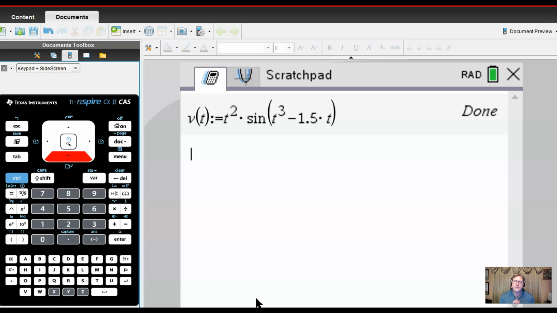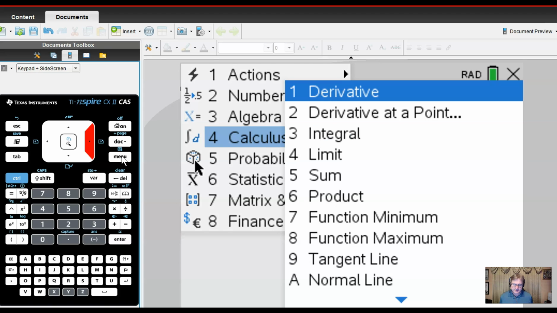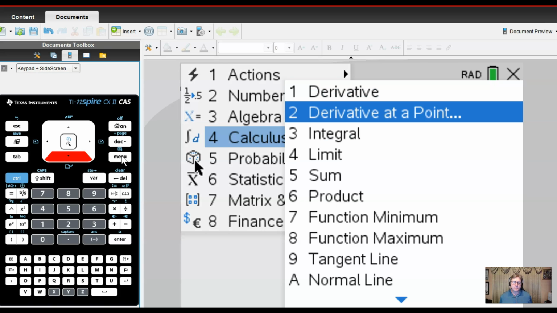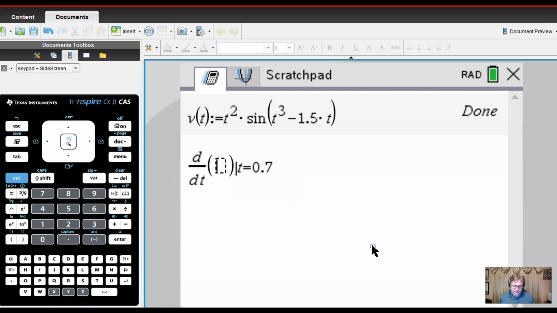Now, remember, we're looking for the acceleration at time 0.7. So what that means is we're going to have to take the derivative of this. One of the quickest ways to do that, I think, is using menu, calculus, and derivative at a point. Those of you that use the TI-84, that's your math 8. When we get into this menu, we can say our independent variable is t in this case. Our value that we're trying to find the derivative at is 0.7, and of course we want the first derivative.